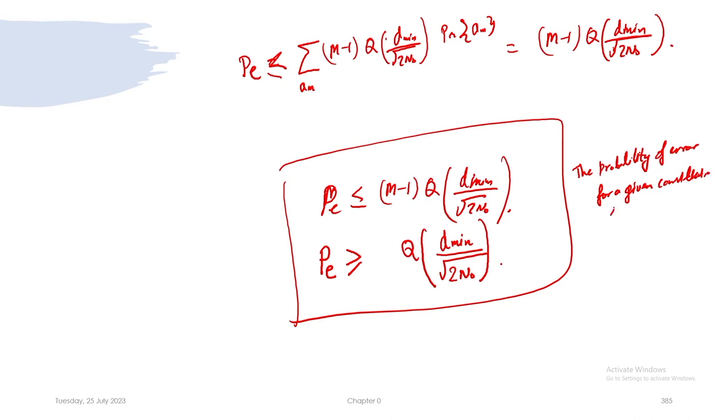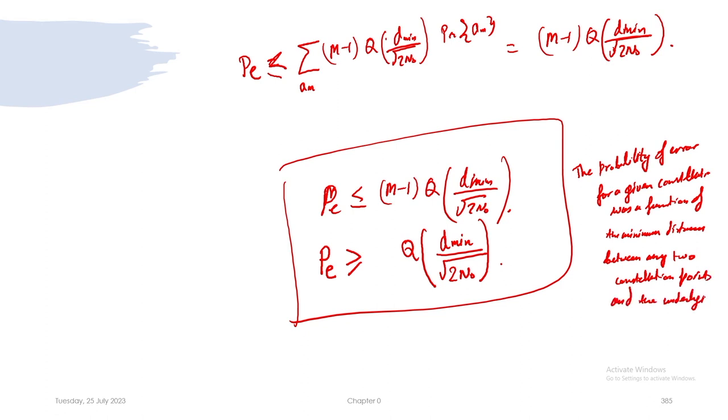constellation was a function of the minimum distance between any two constellation points and the underlying noise variance. So the probability of error is a function of the minimum distance between any two constellation points and the underlying noise variance. So this we had shown in the last lecture.